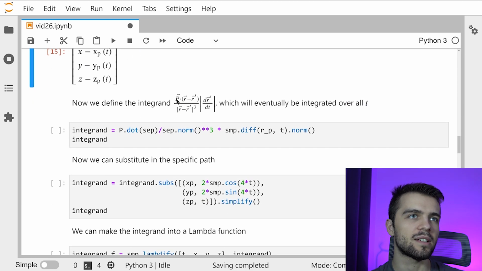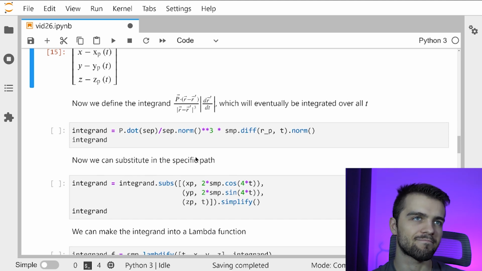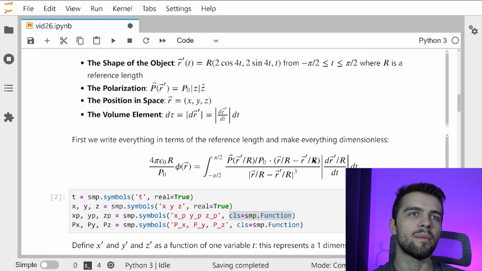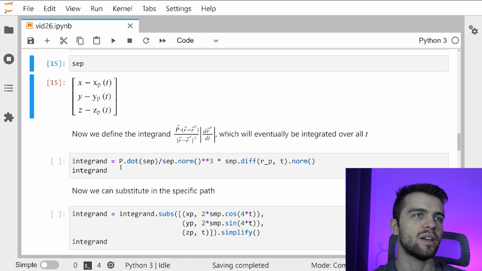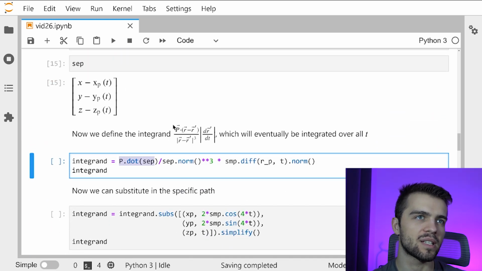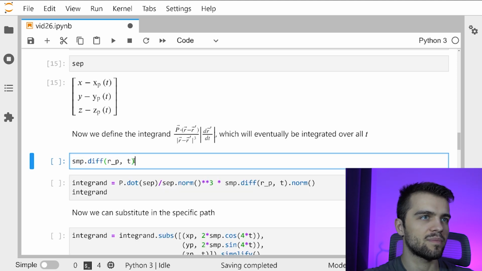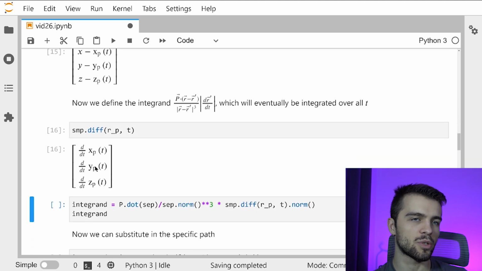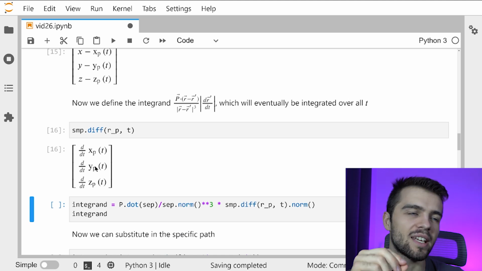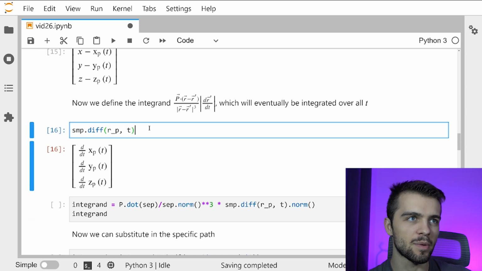And so now we can define the integrand: p dot r minus r prime over r minus r prime cubed, dr prime dt. And that comes directly from this formula here. So I use all the variables I've defined to write this. I have p dot the separation vector, divided by the separation vector's norm cubed, times the derivative of r prime with respect to t. Now this is what's useful, right? I can write this, and it will give me the derivatives like this. So I haven't plugged in explicitly what the curve looks like yet. It's all abstract, but it's nice to have it written like this.